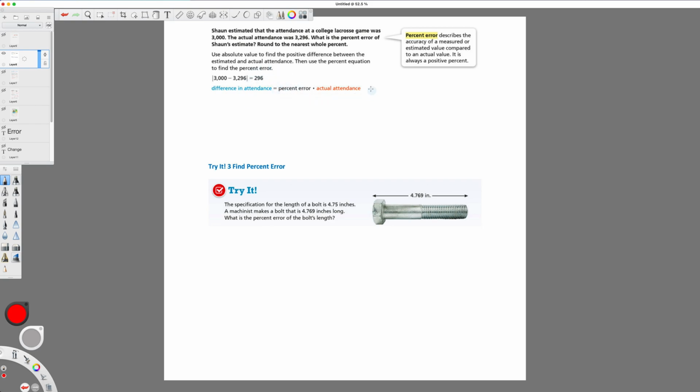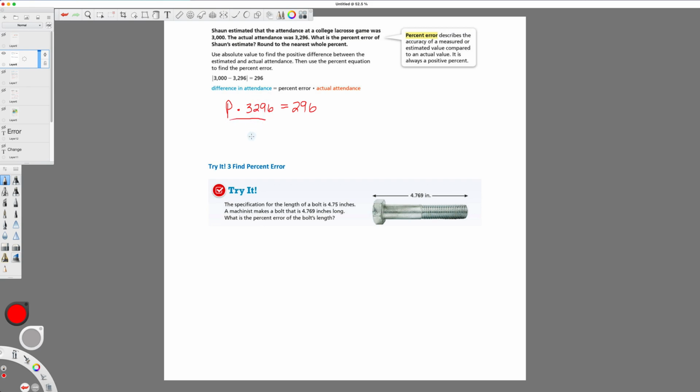So I typically will flip-flop this. I'll put the percent error times actual attendance on the left side. So that's what I'm going to do. The percent error times the actual attendance, which was 3296, equals the difference in the attendance and what he estimated, which was this 296. So you see, it's really the same thing we did for percent change. Find a difference, put that difference here, and put the original, or in this case, the actual attendance.